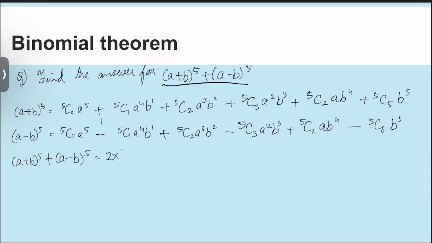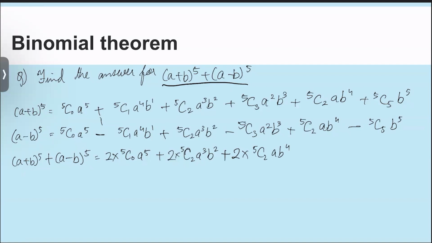We have 2 into 5C0 a raised to 5. The second term would get cancelled because of plus and minus. Then again the third term, so twice 5C2 a cube b squared. Again, your fourth term would get cancelled because you have opposite signs, and then you come to your fifth term. So again, this would get added up: 5C4 a b raised to 4, and the last term again gets cancelled. So this is what we get.